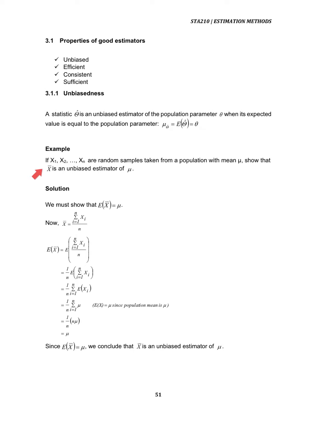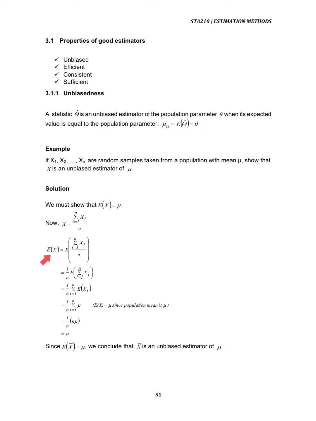For example, if x1, x2 up to xn are a random sample taken from a population with mean mu, show that x bar is an unbiased estimator of mu. So how to prove this statement? First we must show that the expected value of x bar is equivalent to mu. We know the formula of x bar is the summation of xi from i equals 1 to n, divided by n, right?